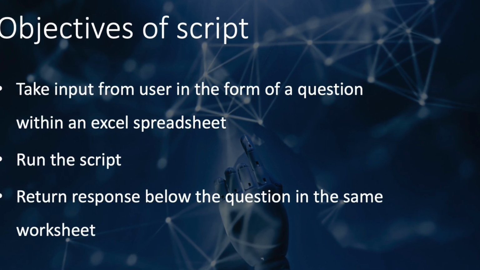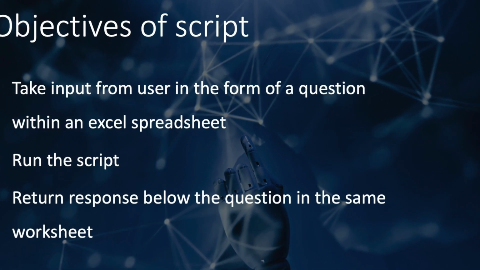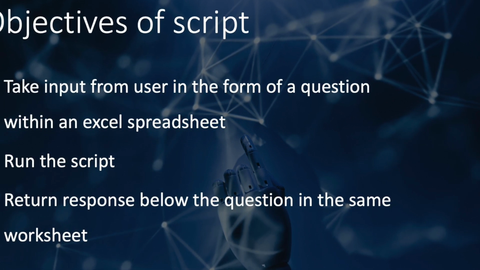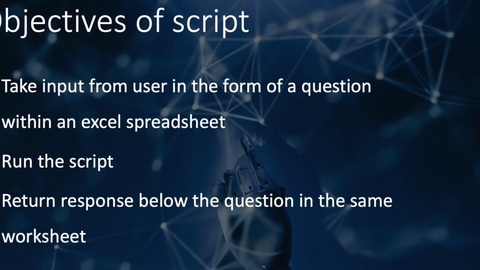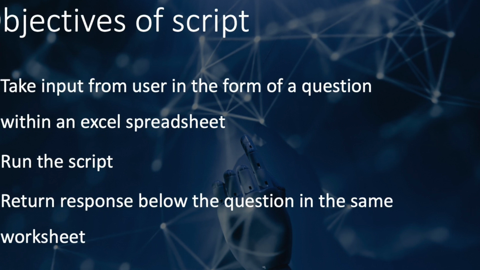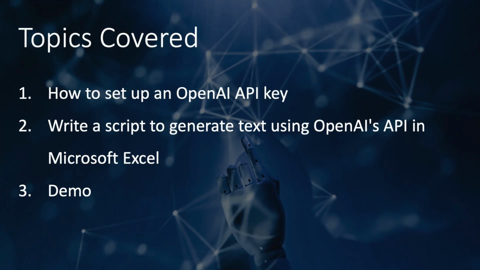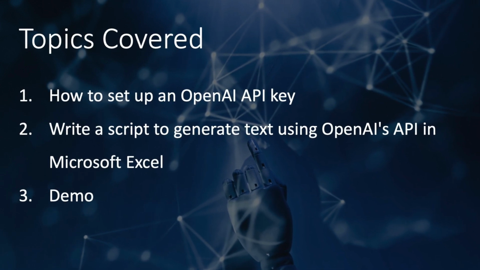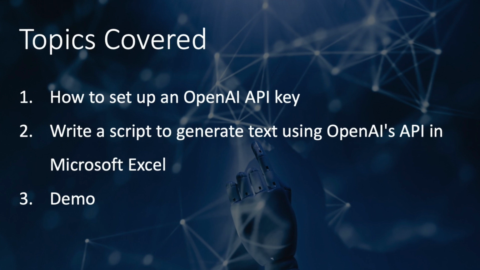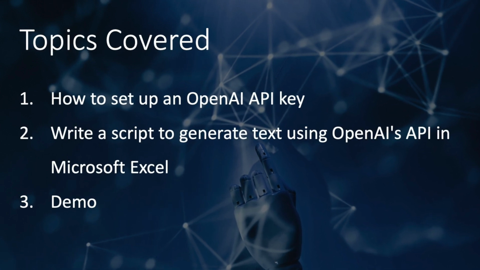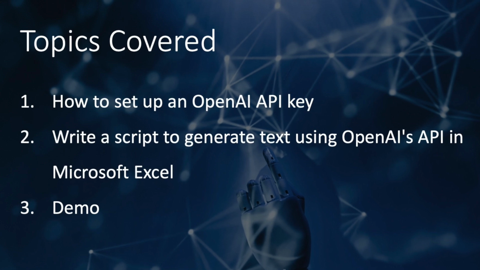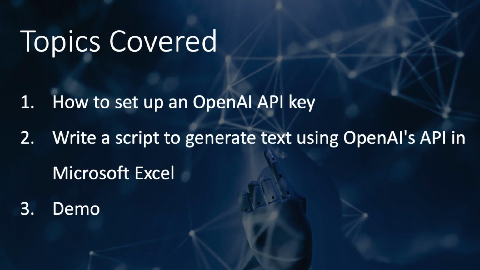So, in this video I will explain how to use OpenAI's API to generate text in response to a question and how to integrate it with Microsoft Excel using Office scripts. I will be covering the following topics. 1. How to set up an OpenAI API key. 2. How to write a script to generate text using OpenAI's API in Microsoft Excel. 3. Demo. So, let's get started.